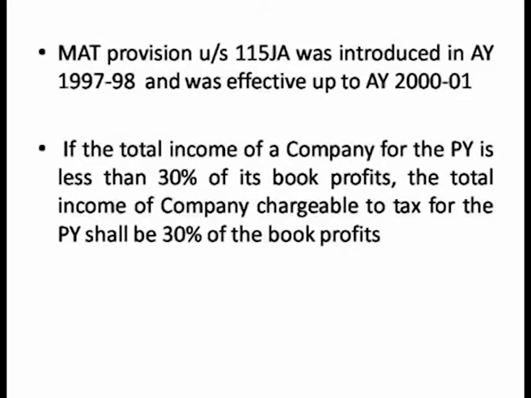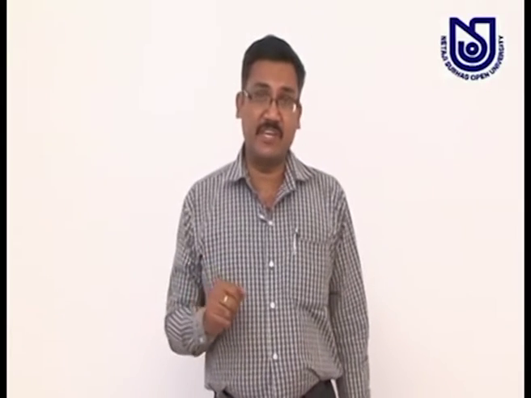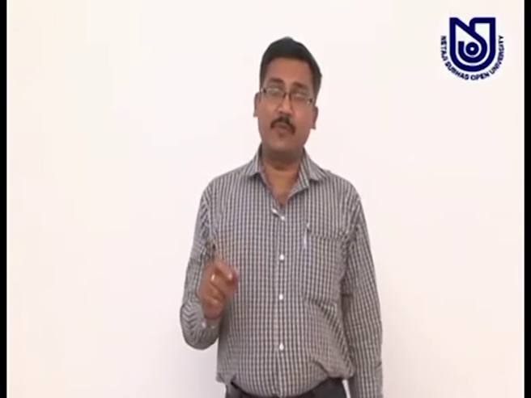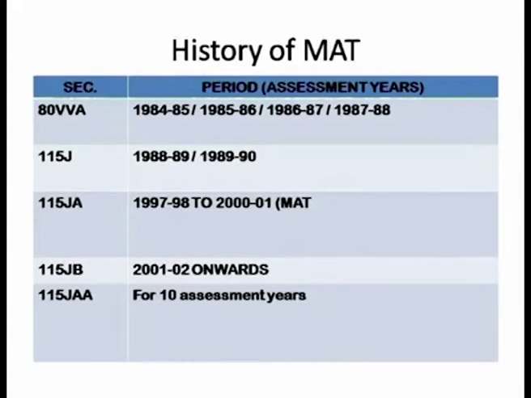But in 1987, the Act was amended. A separate section 115J was introduced, and for the first time the concept of book profit came into the picture. As per section 115J, the companies are liable to pay tax on 30% of book profit, and it was effective from the assessment years 1988-89 and 1989-90.